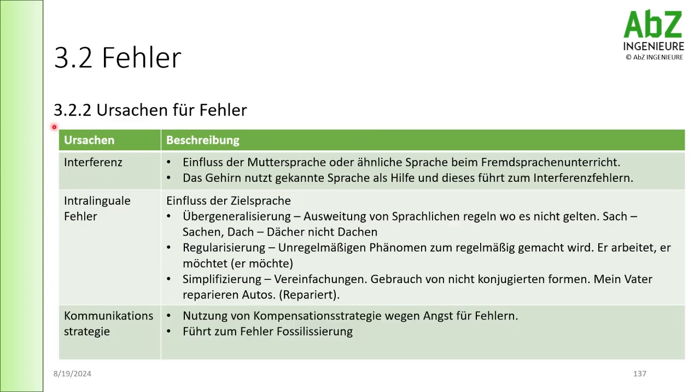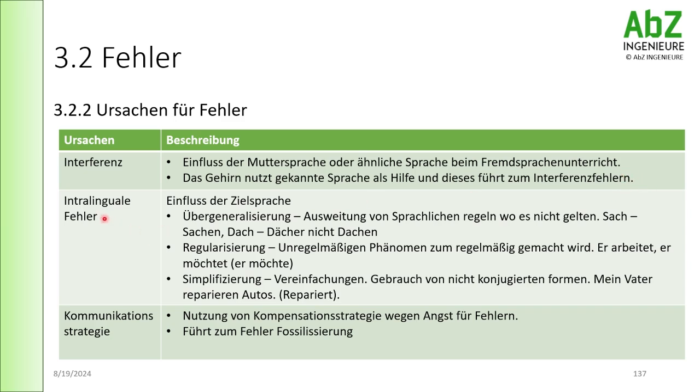Next we move on to Ursachen für Fehler. What are all the causes for errors? First is interference. This is basically influence of the mother tongue or a similar language on the new language. The brain tries to use the known language as a helping agent, and this results in error.